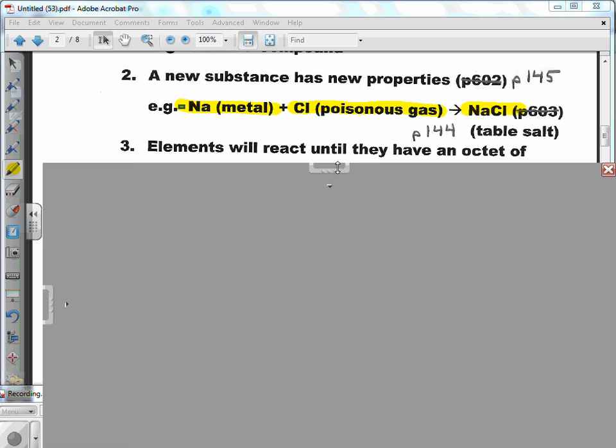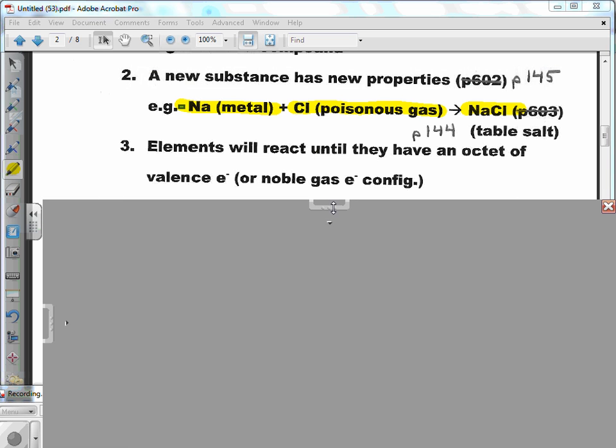Number 3. Elements will react until they have an octet of valence electrons. Okay, so an octet. Now, is that always true? Elements will react until they have an octet of valence electrons. Those are the key words. The key words are elements react, octet of valence electrons.